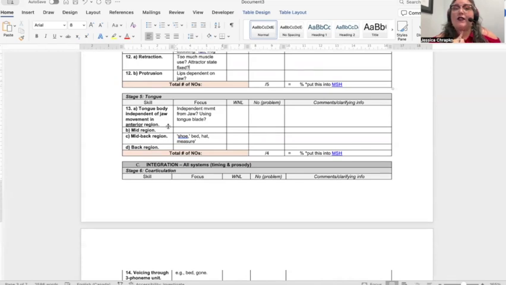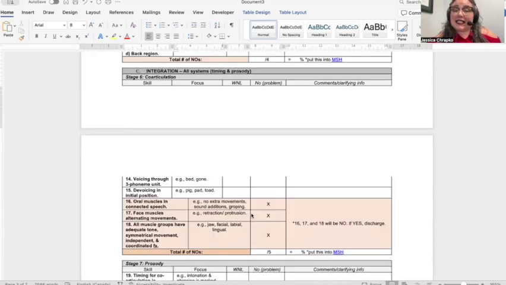And there are speech sounds associated with each of those regions of the tongue. In the sixth stage, I'm looking to see how all of those systems integrate with each other. They need to be able to work independently, meaning they don't rely on each other, but they need to be coordinated so that we get our most efficient speech.